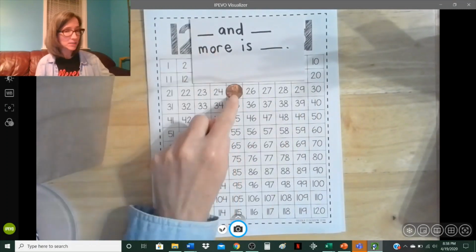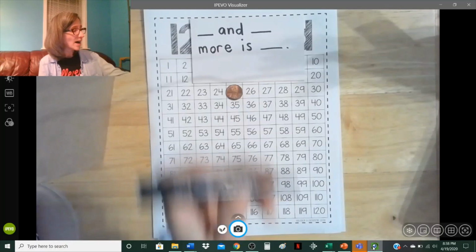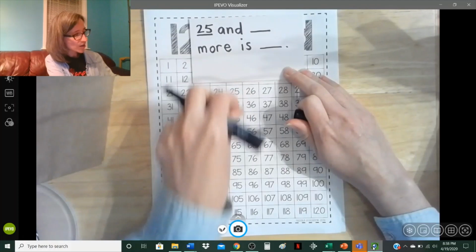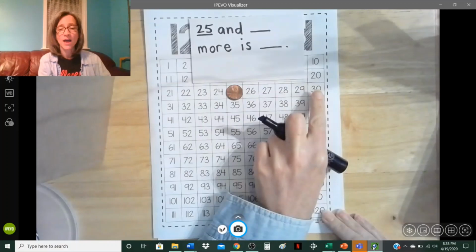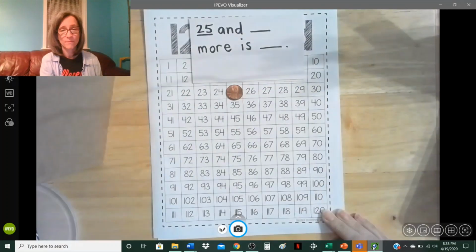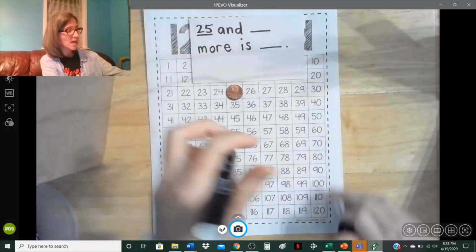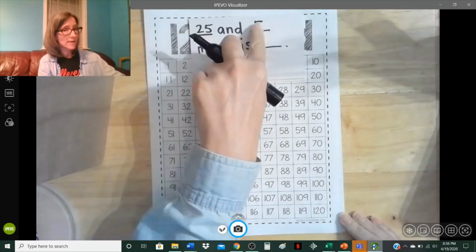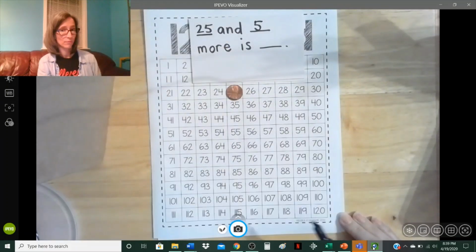What number did I start on? What's my penny number? I started on 25. If you said I started on 25, you are correct. How many do you move to get from 25 to the end of a row? 1, 2, 3, 4, 5. If you said I moved 5 more, you are correct. 25 and 5 is how many? 25 and 5 more is 30.